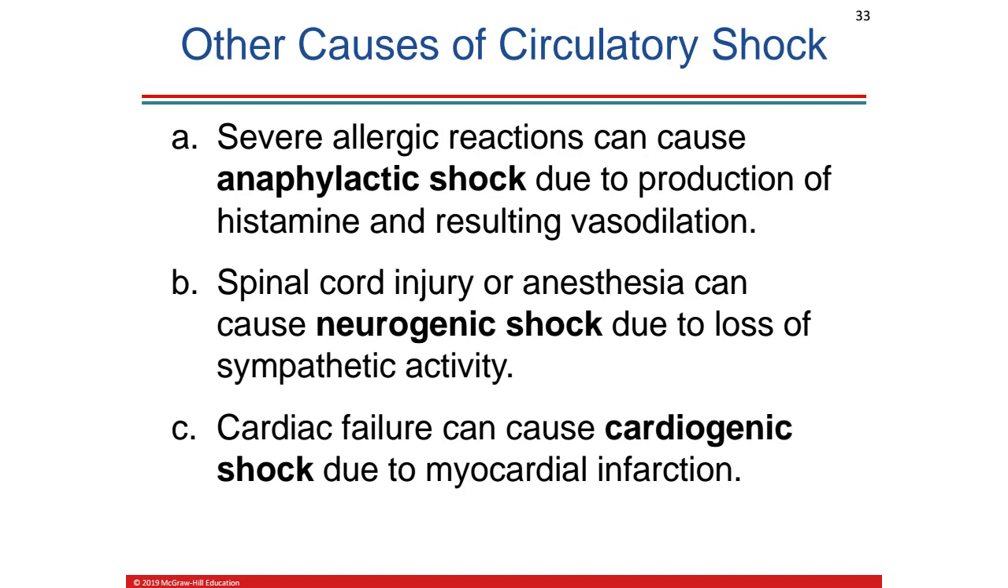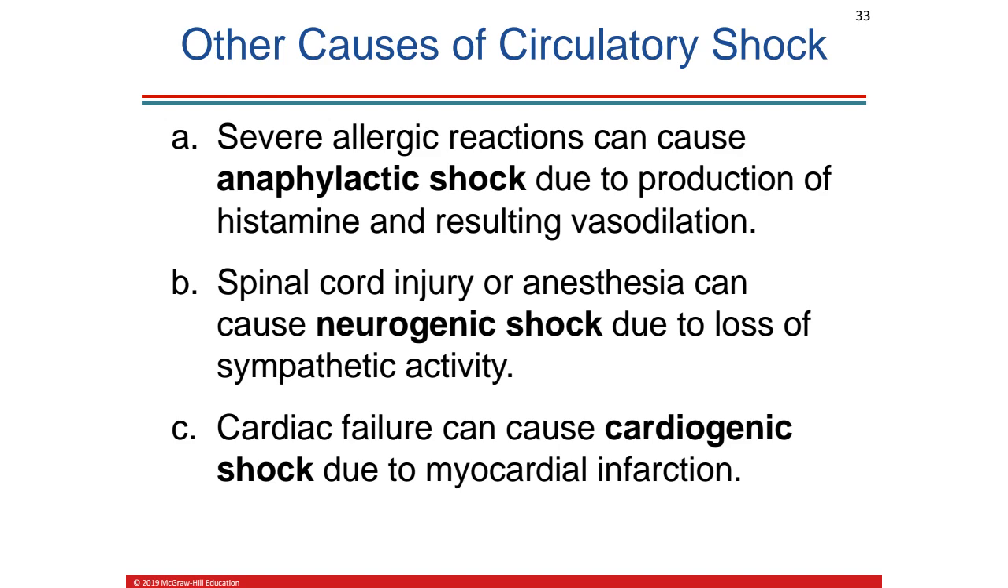Briefly, there are other types of circulatory shock. There are severe allergic reactions that can cause anaphylactic shock. And this is due to the production of histamine. Histamine normally acts locally, but in certain situations, you may have histamine released in such a large quantity that it now acts throughout the body and could cause vasodilation throughout the body, and this could lead to a reduction in mean arterial pressure, which could be deadly.